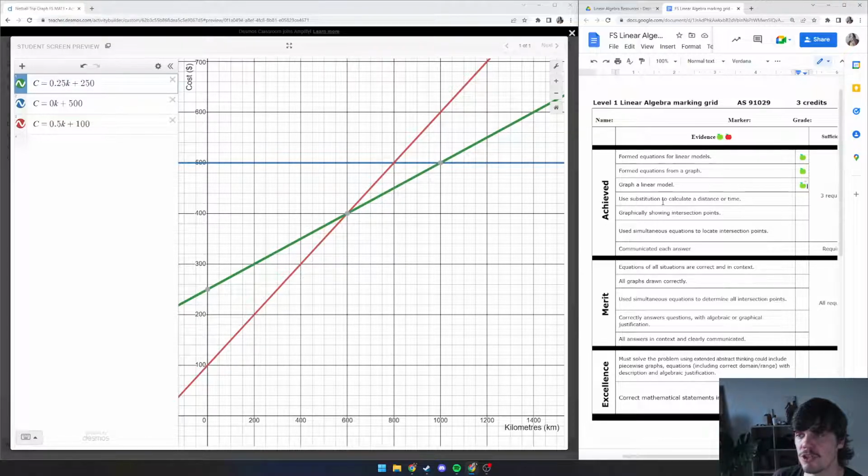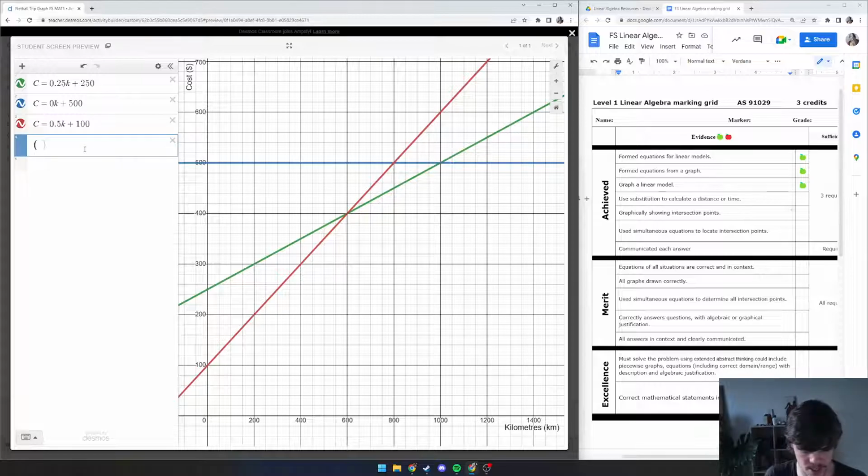Use substitution to calculate a distance or time, graphically showing intersection points. So to do that, all you do is you click on the intersection on the screen and you can just copy it over here. So what I do is I just click here, memorize it, 600, 400. So over here, bracket, 600, comma, 400. And if you want, you can label those. The label's already good, so I'm just going to have that as 600, 400.